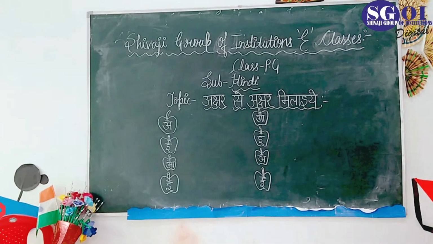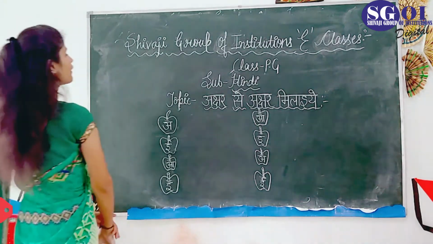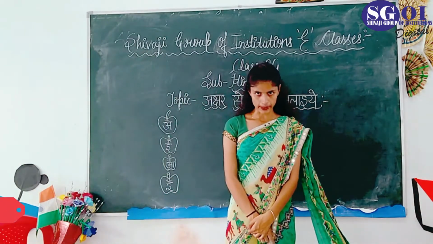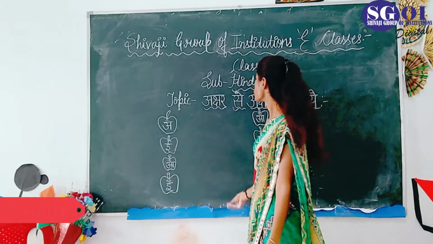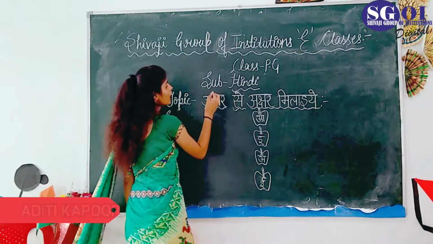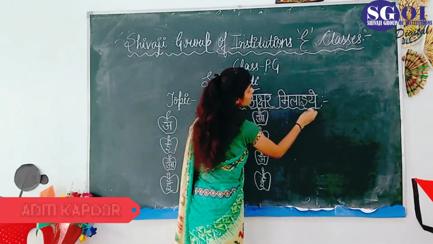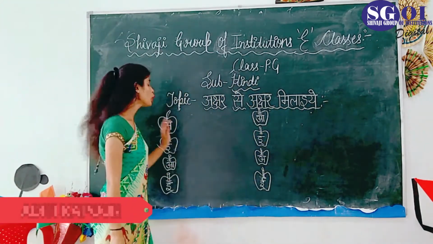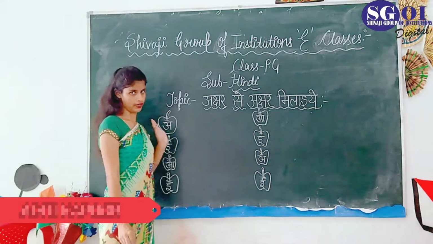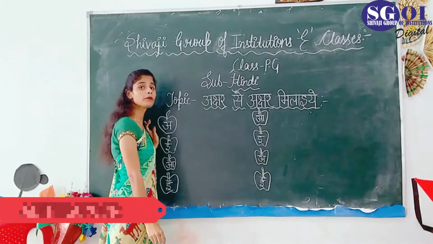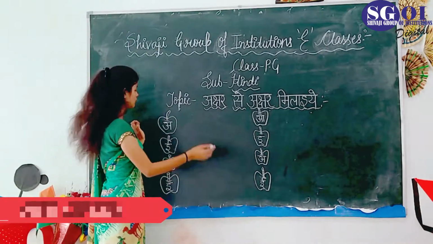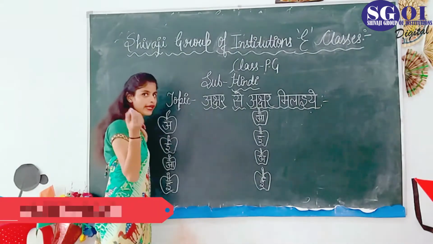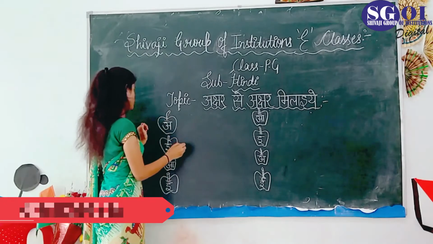Now students, take out your Hindi notebook and open the page where this work has been given. So today's topic is अक्षर से अक्षर मिलाइए. आपको अक्षर से अक्षर मिलाना है. That means you have to do matching. So let's start. Firstly, hold the pencil in your hand like this and get started right.